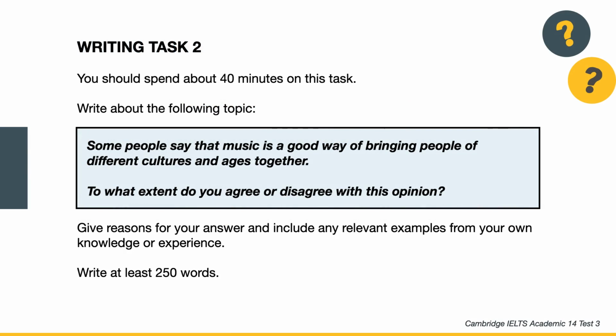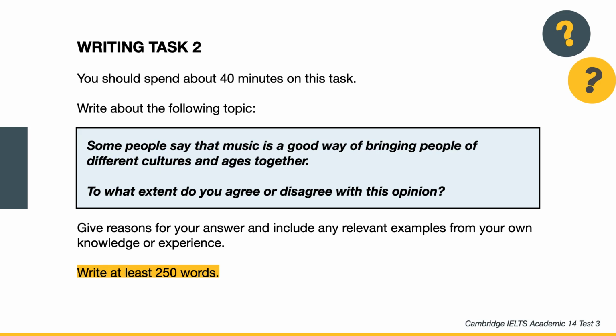So here, for example, is a typical writing Task 2. As you can see at the top, it tells you to spend about 40 minutes on this task. So it tells you how long to spend on the task. And at the bottom, it tells you how many words to write, at least 250 words.